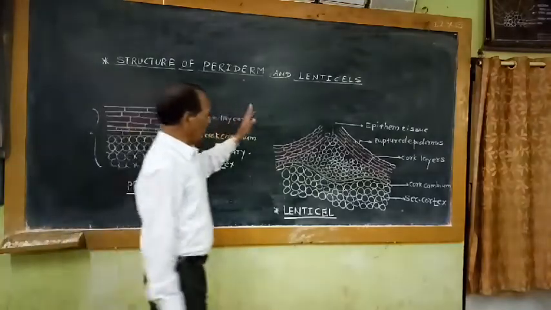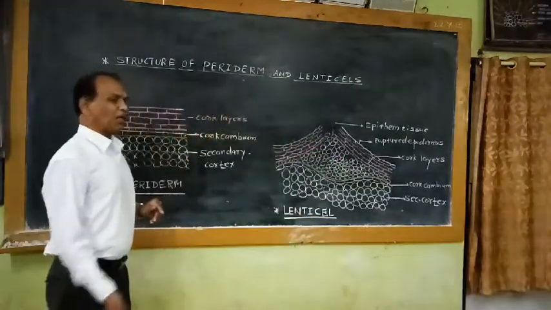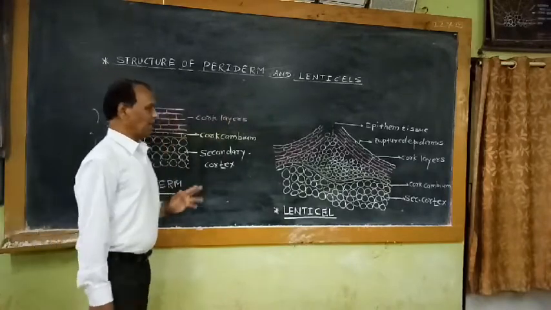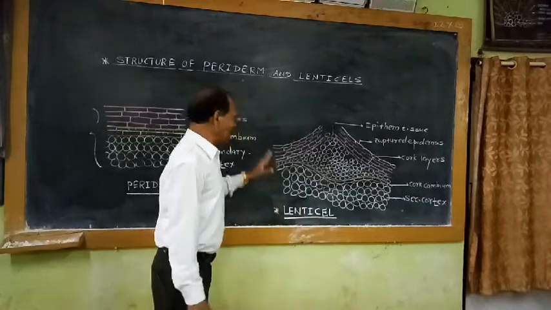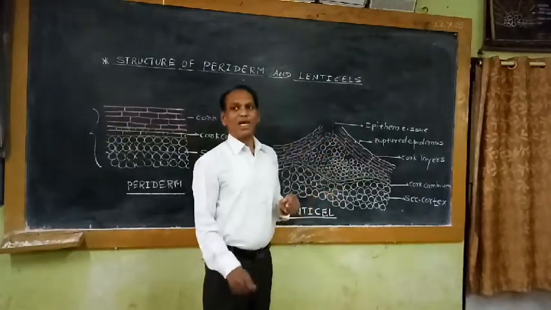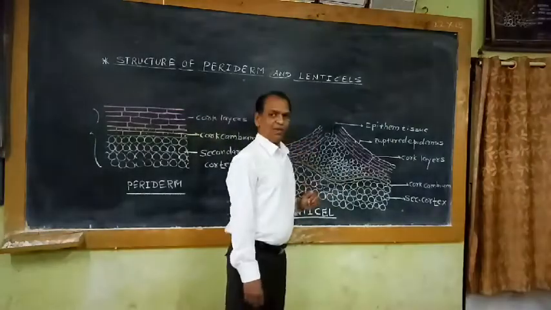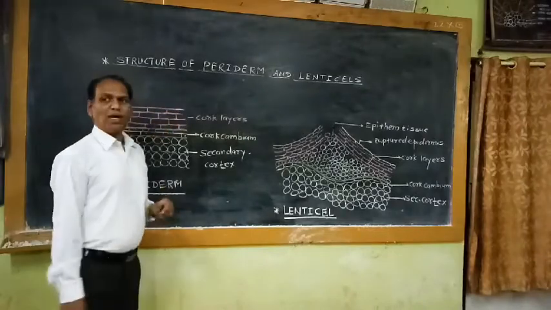Then another structure which is also observed after secondary growth, after development of periderm, is commonly known as lenticels. So lenticels are generally open gaps with loosely arranged cells in the periderm region. Before secondary growth, epidermis was there. In the epidermis, stomata were there.